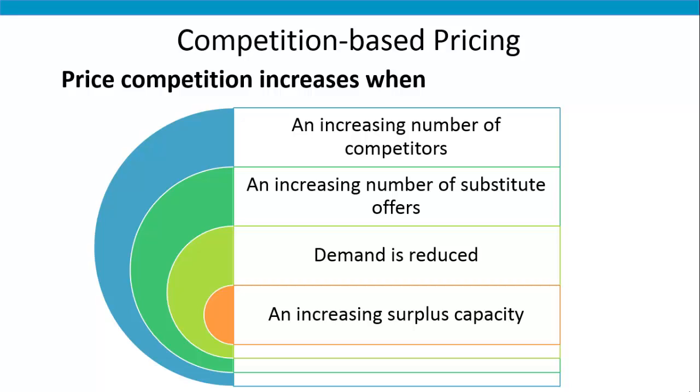Next, we look at competition-based pricing. In competition-based pricing, firms often look to a certain firm as the price leader, especially when consumers perceive little difference between competing offerings. Examples are like in mobile phone services or restaurants selling similar cuisine. Generally, price-based competition increases under several conditions. They are when there's an increasing number of competitors, an increasing number of substitute offers, when demand is reduced, or when there's excess capacity. These are conditions under which price competition increases.